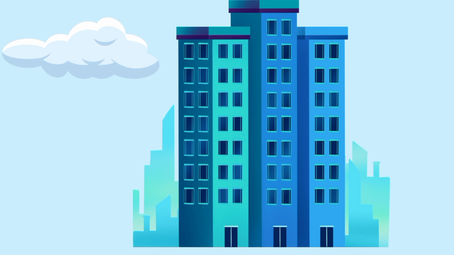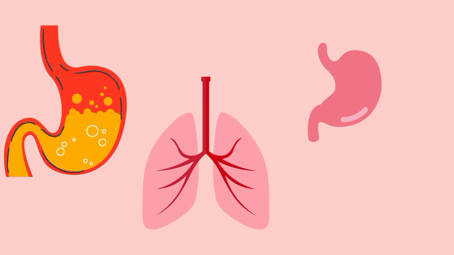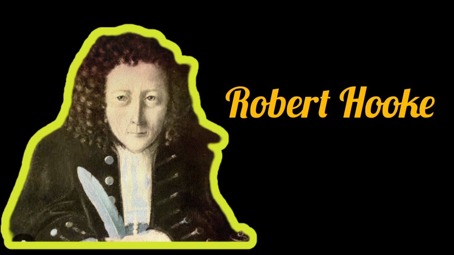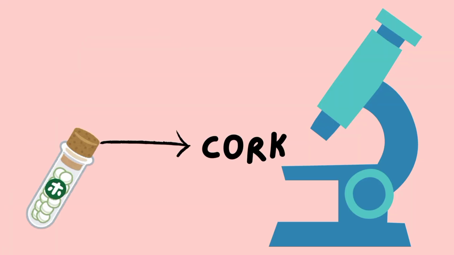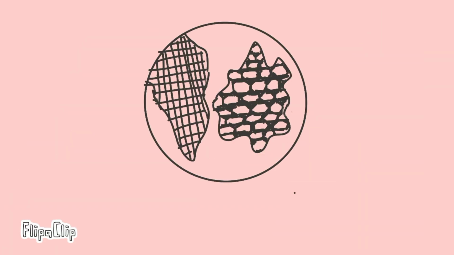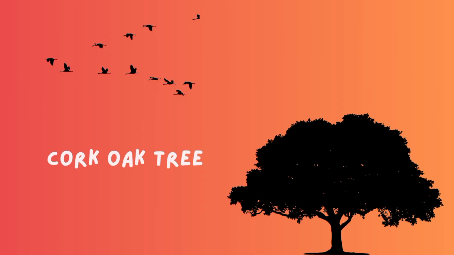Just as bricks are arranged in a certain way to make a building, cells are organized to form the tissues and organs that make up living organisms. The cell was discovered for the first time in 1665 by Robert Hooke. He used a primitive microscope to observe a thin slice of cork. Cork is the outer bark of the cork oak tree.